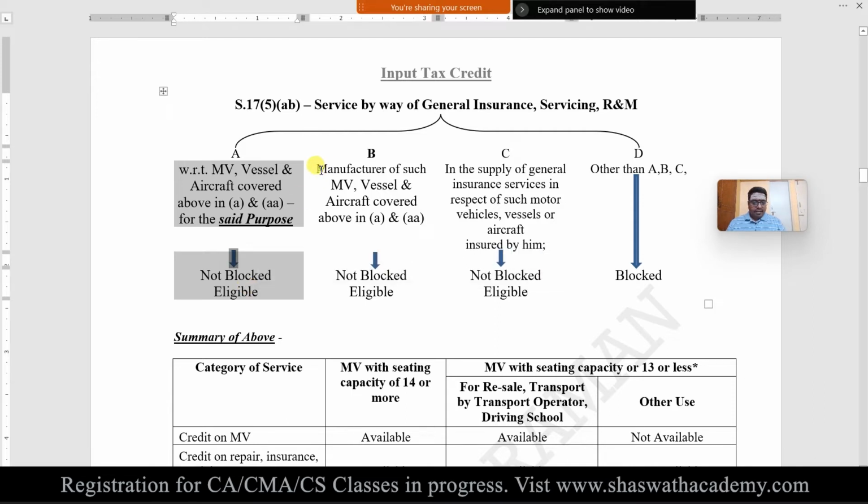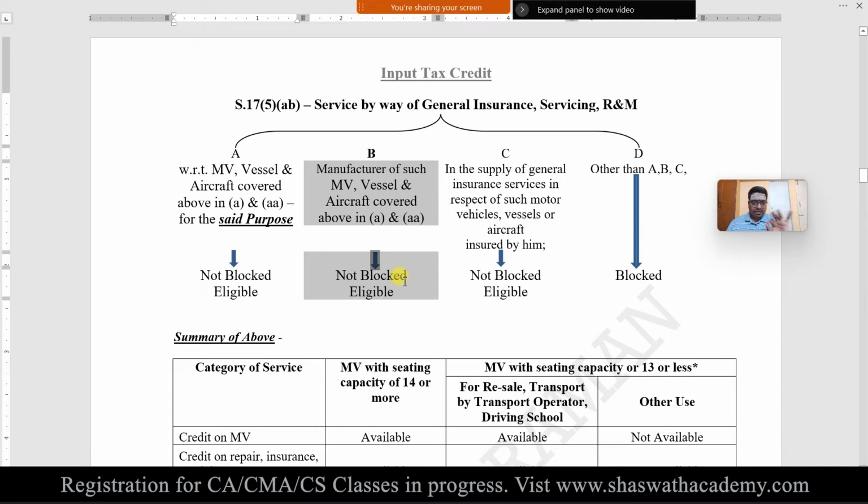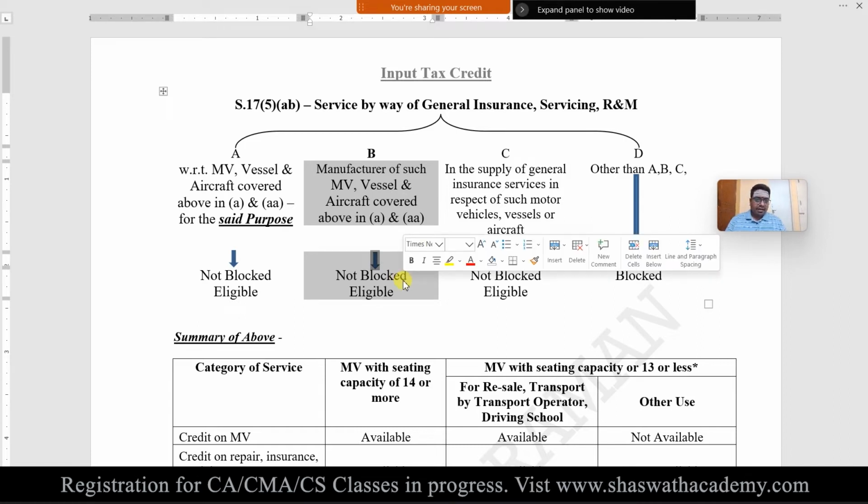And if I am the manufacturer of such a thing, for me also it is not blocked, it is eligible. Sir, why, sir? For manufacturer I have to give. My dear, closing stocks will be there. Closing stocks have to be maintained safely, and kept up to the working level. So for that, all these three are required. Therefore, for manufacture of such motor vehicle, vessel, and aircraft, that is eligible.